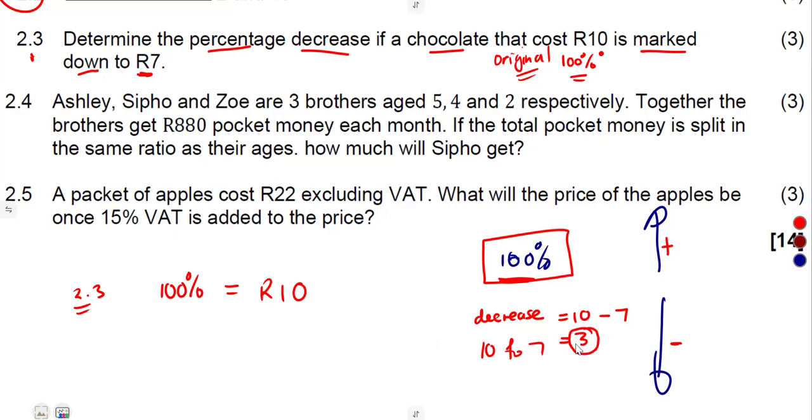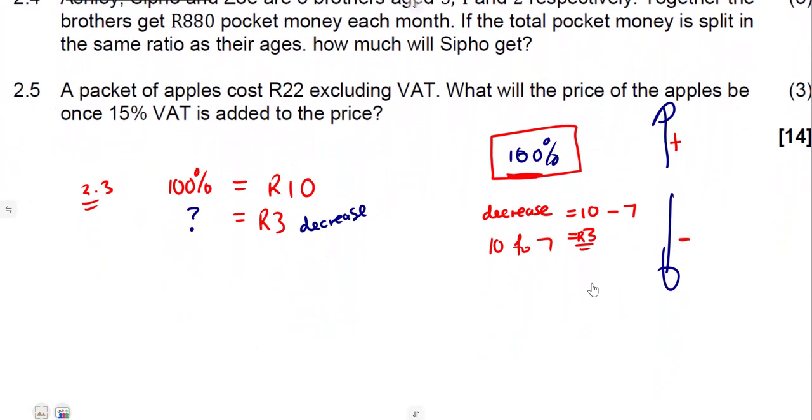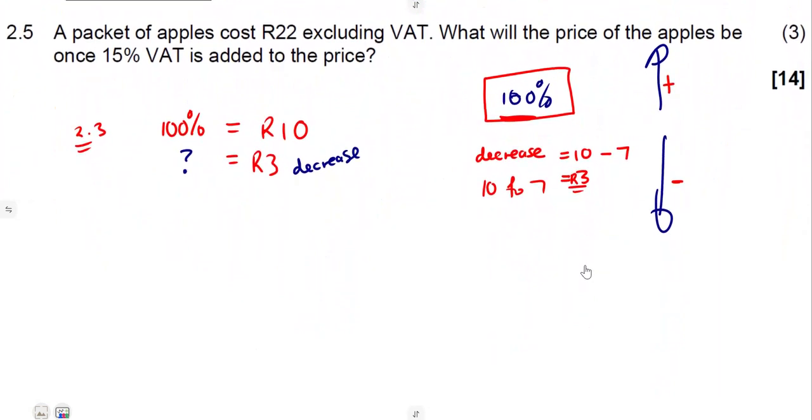So there was a decrease of 3 rand. It was 10 rand, then we subtracted 3, and we were left with 7. So the 3 rand here represents the decrease. So what is its percentage? I'm going to work out another one, do not worry. I'm going to show you another way. There are so many ways. So you ask yourself now, what is that percentage?